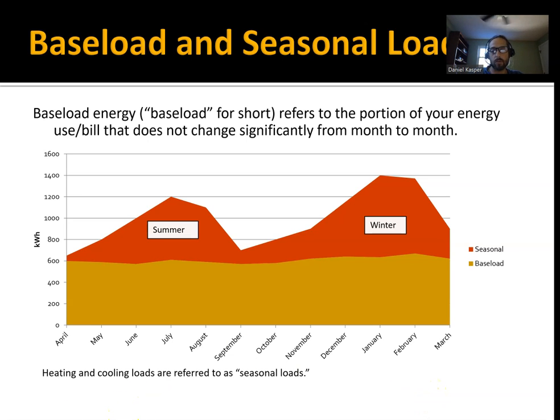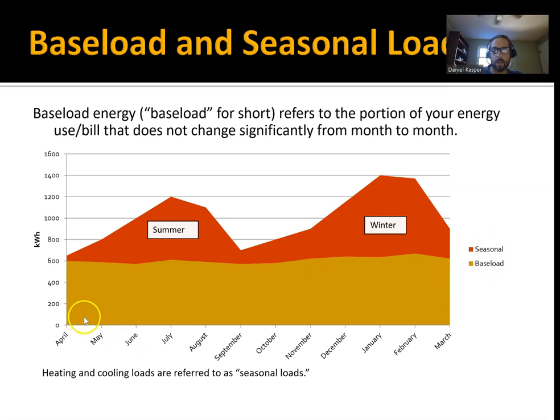You think the base load should be pretty easy to remember. You think of it as like the base, the foundation. You can see on this chart, which shows one year of electricity use, we have kilowatt hours on the y-axis, and then the months of the year, April, May, June through March, on the x-axis. As it goes up, that means your energy use is increasing. You can see this is divided into base load in gold and seasonal load in orange.